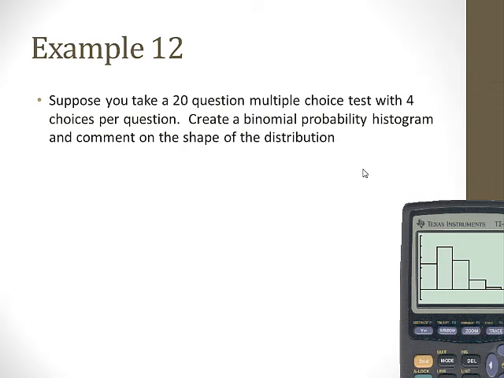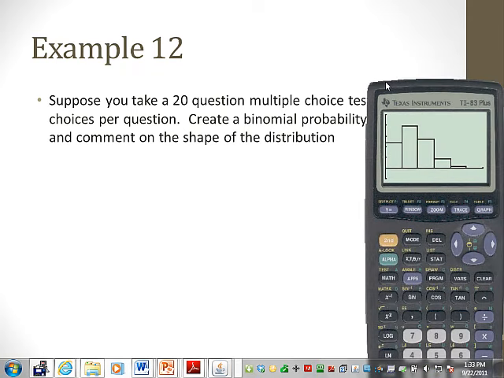Last one, I believe. Suppose you take a 20-question multiple choice test with 4 choices per question. Create a binomial probability histogram, and comment on the shape of the distribution. Okay, so we're not going to do this one by hand. We'll just use a calculator.